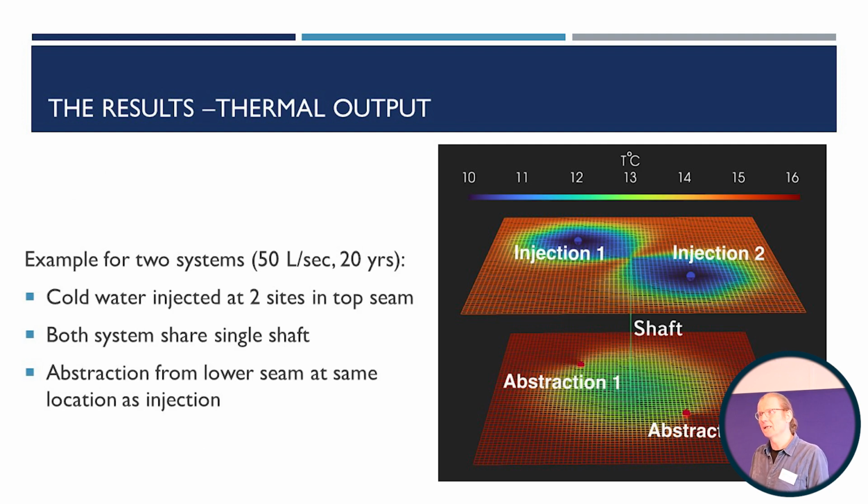One particular model result is shown here, where we have 2 systems available. Water is injected in the top seam at a temperature of about 10 degrees. The bottom seam has a temperature of 16 degrees, so that's the maximum that the water can warm up. As the water flows from the injection point through the shaft to the bottom seam, it warms up, in this particular example, to about 14 degrees. So it's not optimal, and it is partly due to the interaction between the 2 seams.